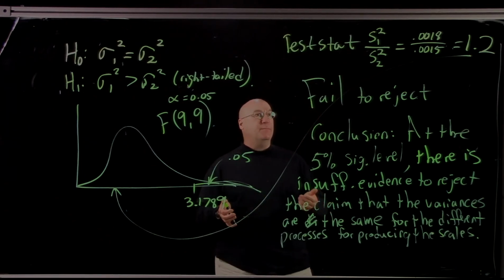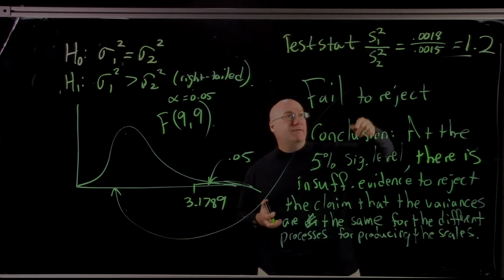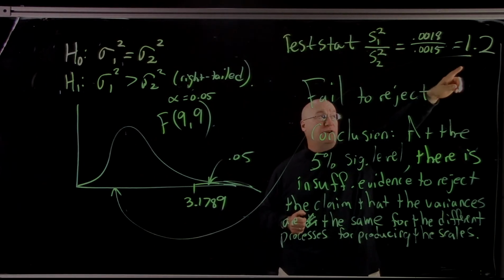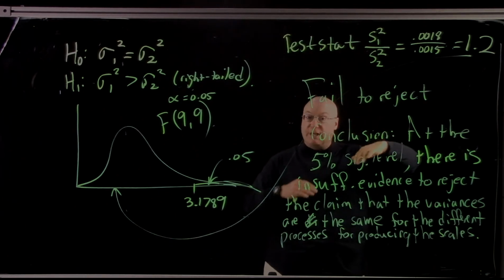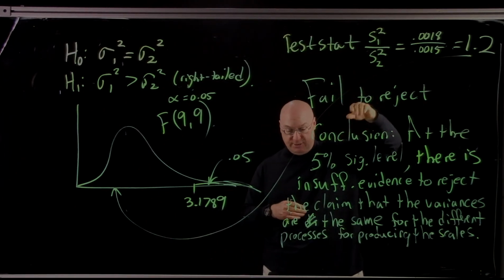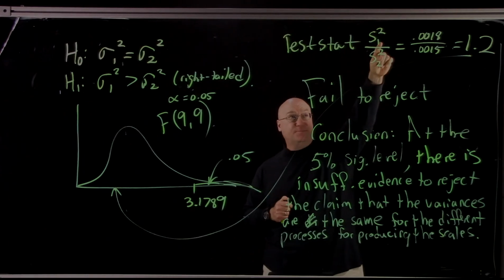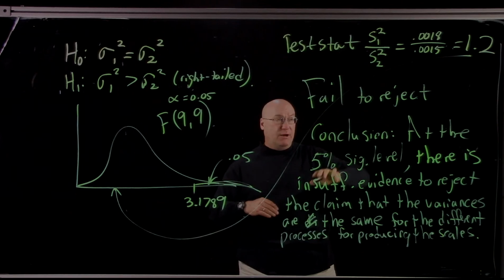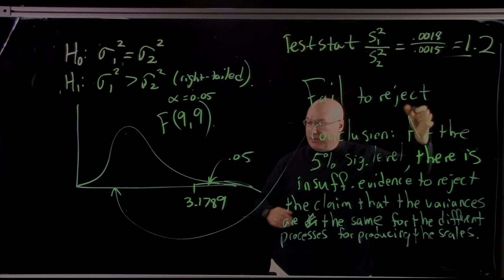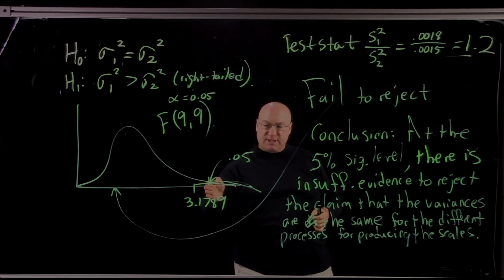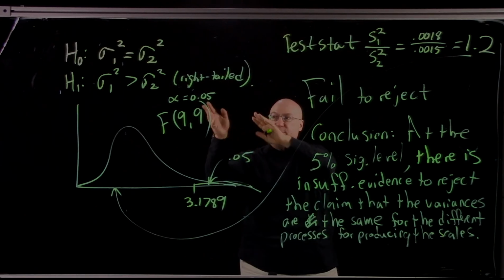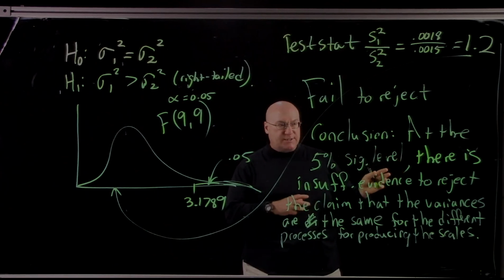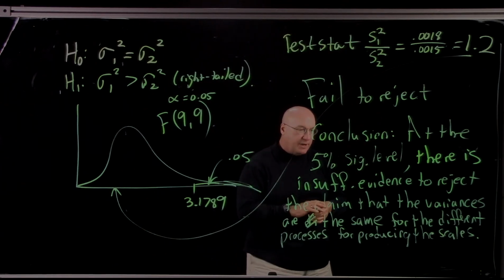Of course, again, because we've set it up so that we have the variance for process B divided by the variance for process A, the ratio was 1.2, which is a little bigger than 1. So, that suggests that maybe process A has a smaller variance overall. But we don't have enough information. It's not enough bigger. It'd have to be way out here past this 3.1789 before we'd go, oh yeah, given our sample sizes, we really do think there's a good reason to go with process A. It really does look like the variance is smaller there.